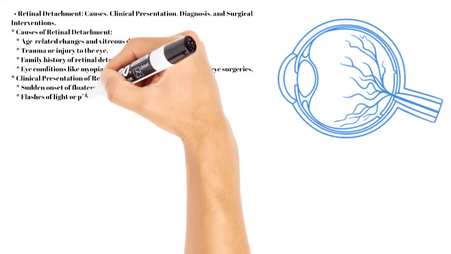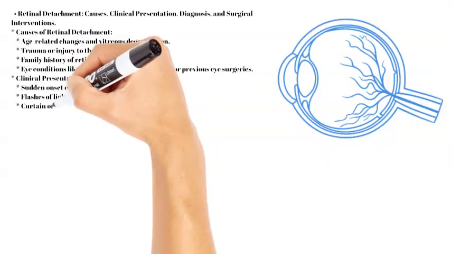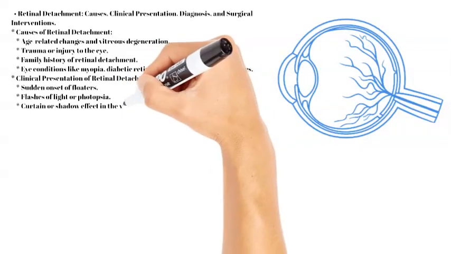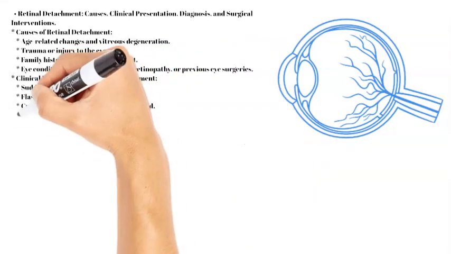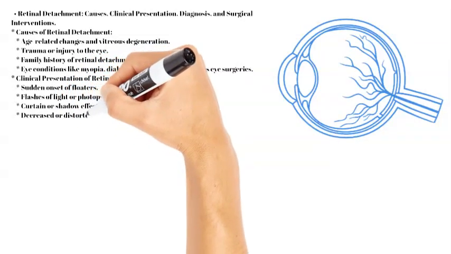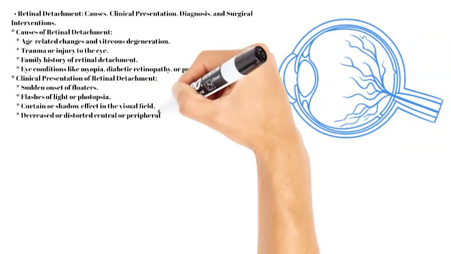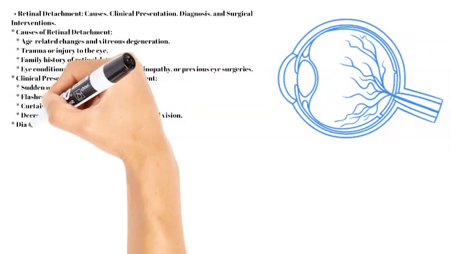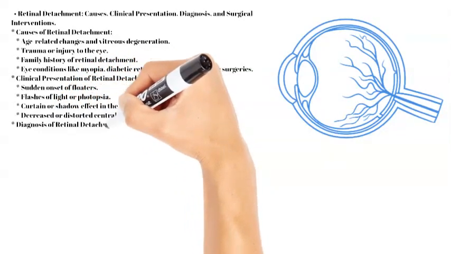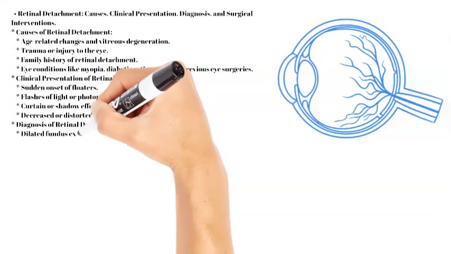Diagnosis of retinal detachment. Diagnosing retinal detachment involves a comprehensive examination performed by an ophthalmologist. The following steps are typically involved. Dilated fundus examination to assess the retina's position and look for any tears or detachments. Visual acuity testing to measure the sharpness of vision. Measurement of intraocular pressure to rule out glaucoma as a potential cause of symptoms. In some cases, when the retina cannot be clearly visualized, ultrasonography may be performed to assess the retinal status.